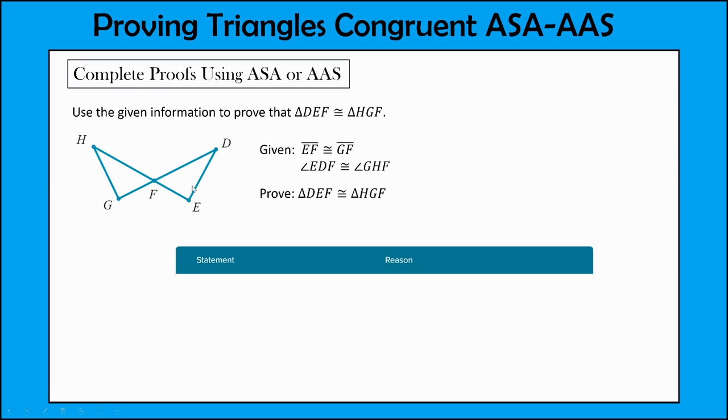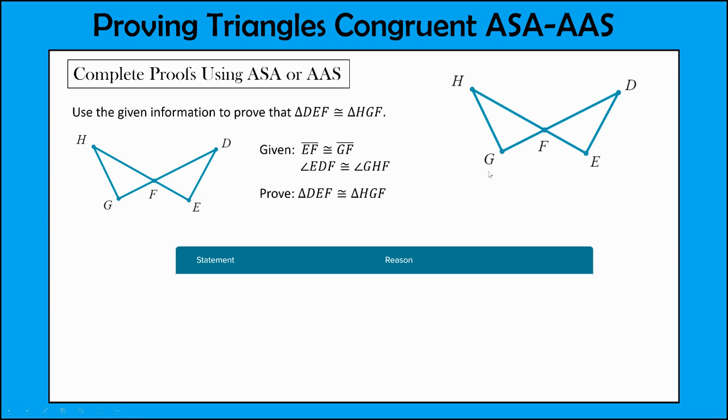We're trying to prove that DEF, this triangle on the right, is congruent to HGF, the triangle on the left. This is our given information. EF, this segment, is congruent to GF, that segment. Angle EDF, which is this angle up here, and GHF, this angle up here, these two angles at the top, they're congruent. And from that, that's enough information for us to figure out the two triangles are congruent. So let's take a look.